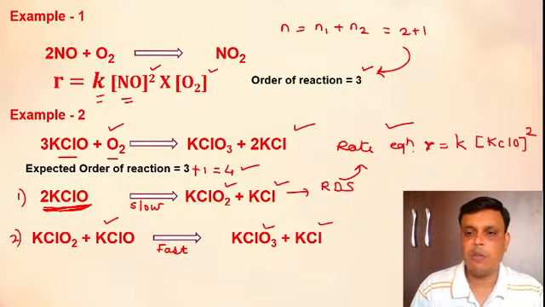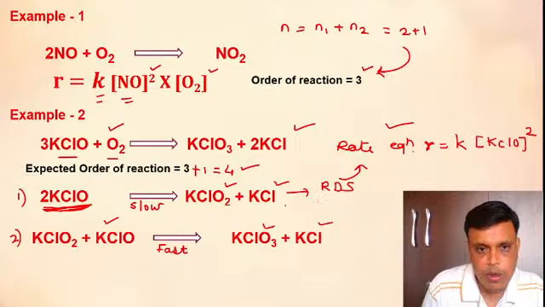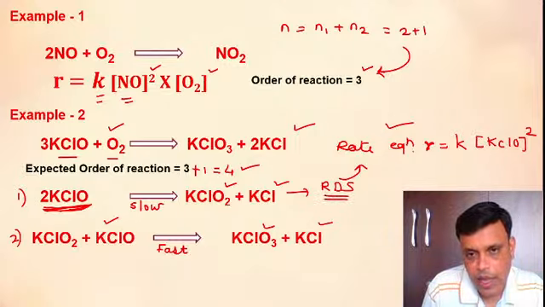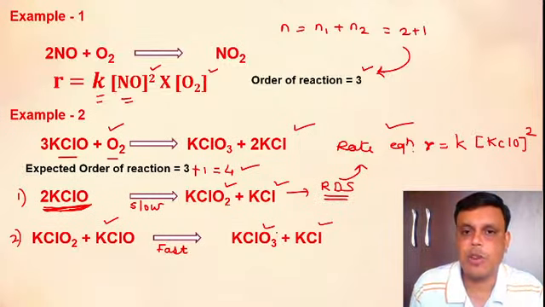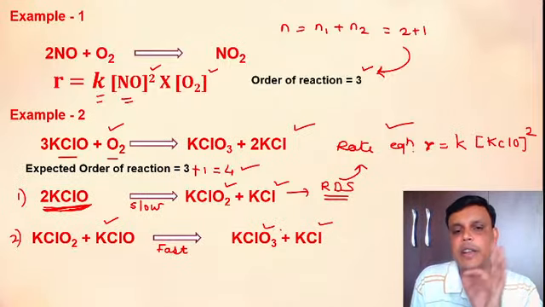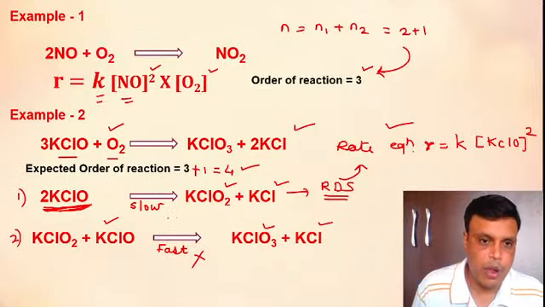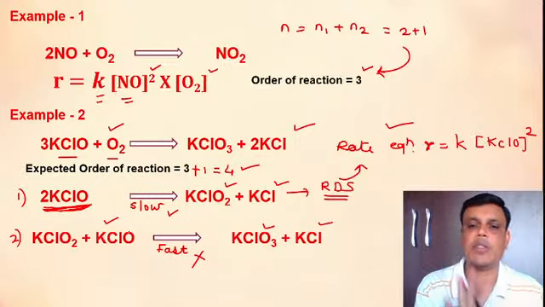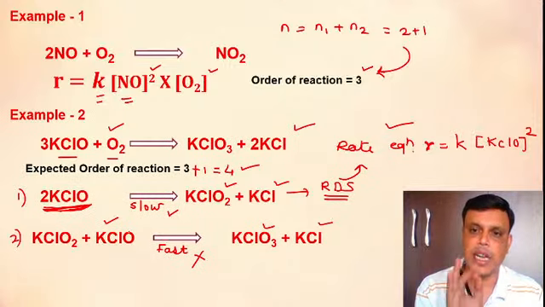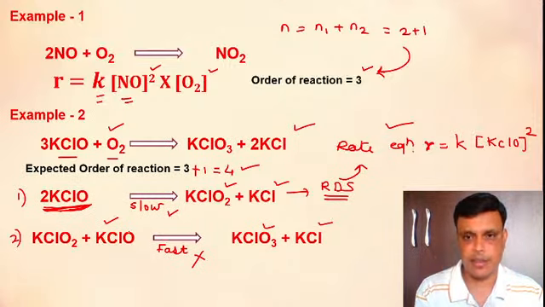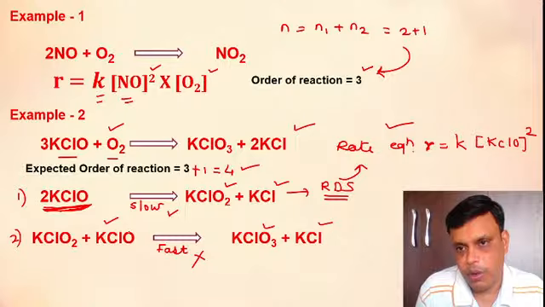So why do you have to consider only this step? Because this is the rate determining step, and while writing the rate equation you have to consider only the rate determining step, not a fast step. आप लोगों को fast step से कोई लेना देना नहीं. You have to consider the slowest step. That slowest step is called the rate determining step, that is RDS, and you have to write down the rate equation according to the RDS. And the rate equation according to the RDS is R is equal to K, molar concentration of KClO3 square.